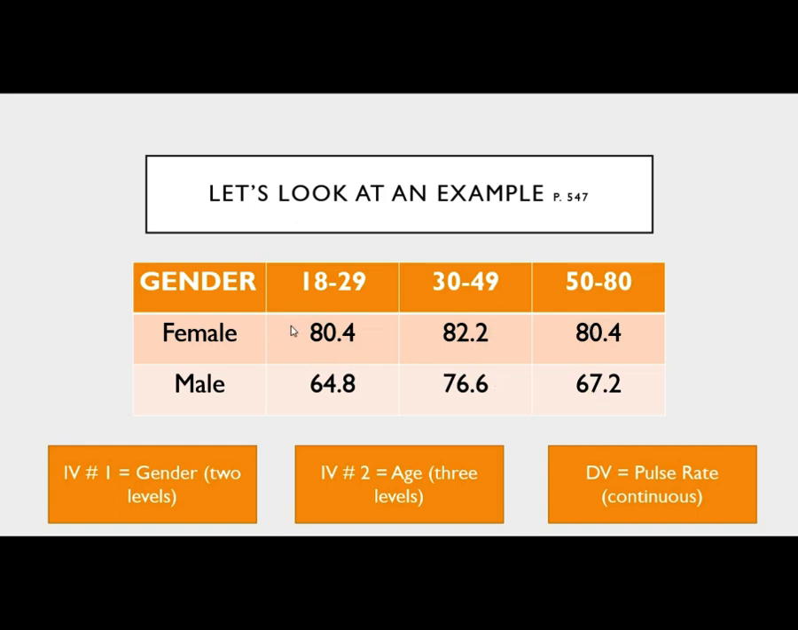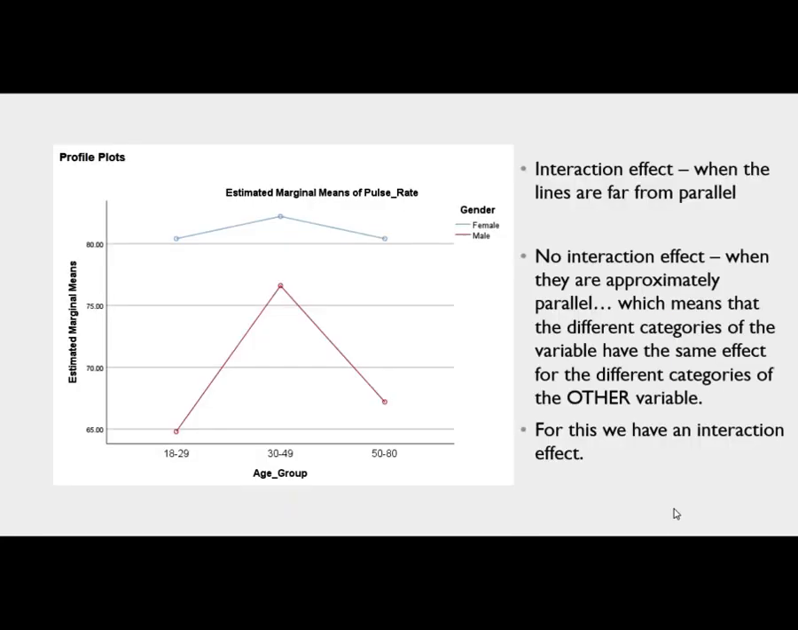We want to know, is there a difference in gender, or is there a difference in age group, or is it a combination thereof? So IV1 is gender, 2 levels, and IV number 2 is age, and that's 3 levels, and our dependent variable is the pulse rate, which is continuous. So before we can do anything else, we have to look and see if there's an interaction, so we would see the interaction if these lines were parallel.